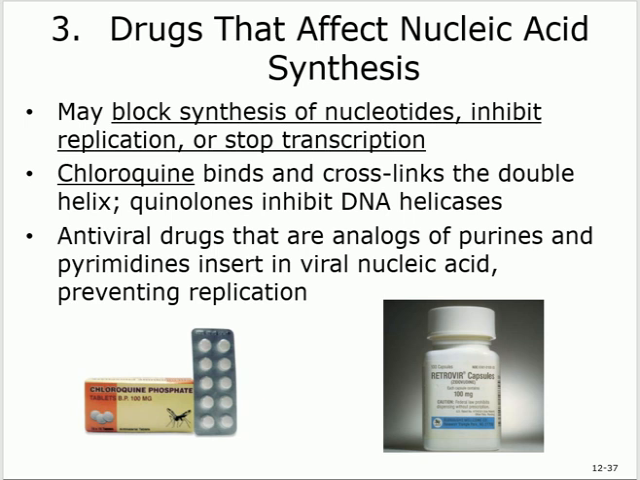The next type is the type that work on nucleic acid synthesis. What do you mean working on the nucleic acid synthesis? Meaning anything related to the nucleic acid. Do you remember the nucleic acid, DNA, RNA? What exactly can you affect in the nucleic acid synthesis? Any part. You can block the synthesis of the nucleotides in the first place. You can prevent replication. You can prevent transcription. Right? And the example of that is chloroquines.